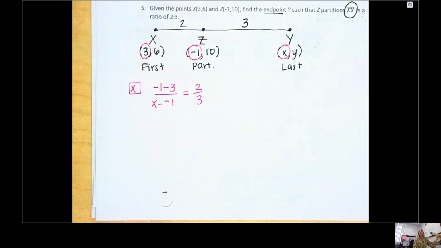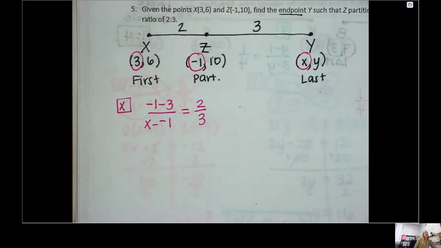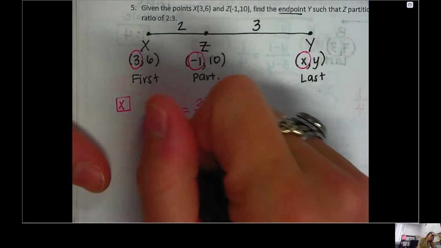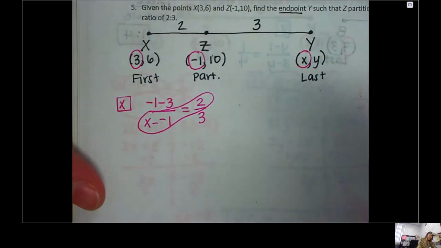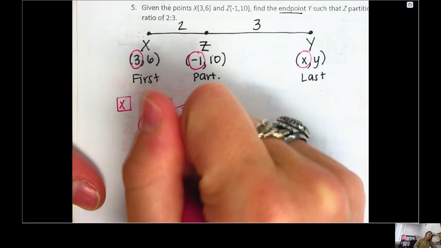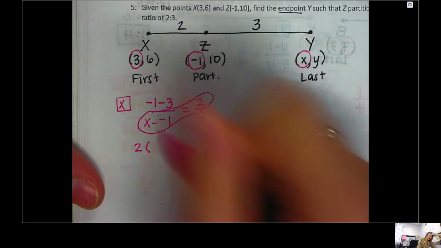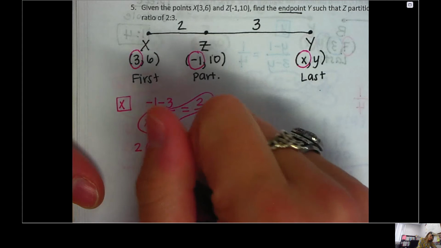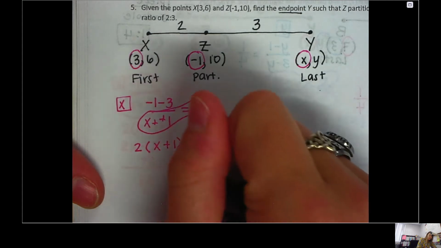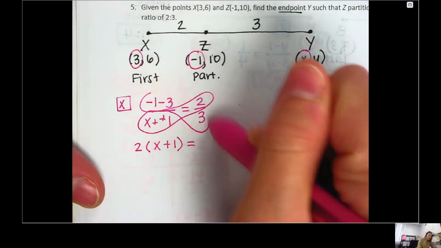Okay, we're going to do the same thing we did before. It does not matter which diagonal you do first. I'm going to start here. 2 times parentheses, now, x minus -1. What happens with minus a negative? It becomes a positive. So this becomes 2 times parentheses x plus 1 equals.